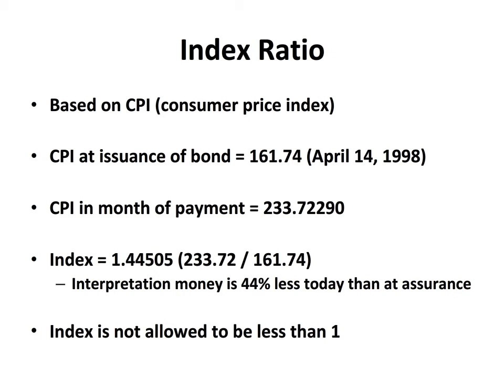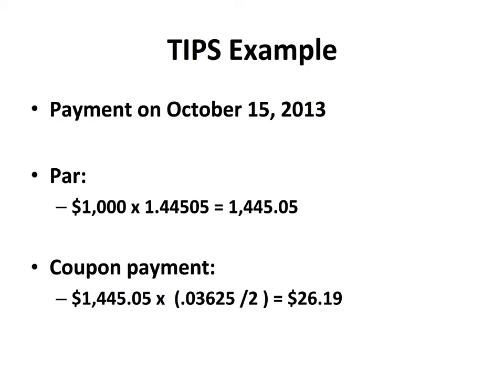1.44505. Here the interpretation is that money is 44% worth less than before, or it would take 44% more money to buy the same goods in 2013 as it did in 1998. So because of that inflation that has occurred, we adjust the payment up by 44%, 1.445. Continuing my example, on October 15th, 2013, we can then calculate the payment. We have a par of 1,000. We multiply it by that index ratio, 1.44505, get our new par for this calculation of 1,445.05, and can calculate the coupon payment, which in this example is $26.19. So as we go through time, inflation happens, and our payments are going to go up.